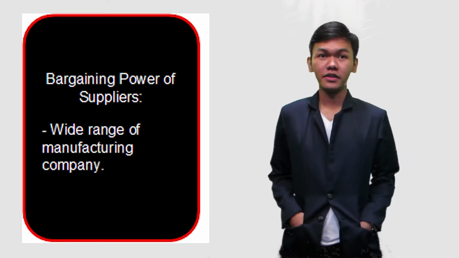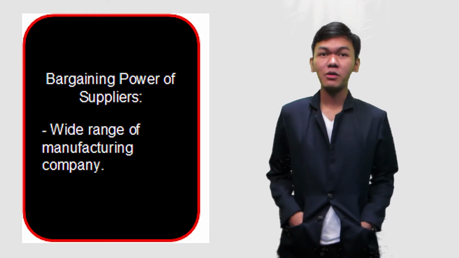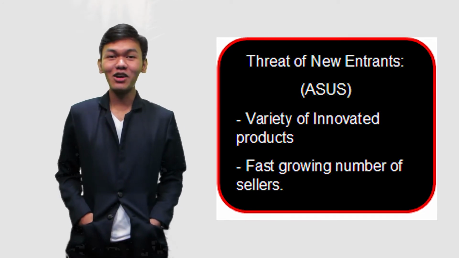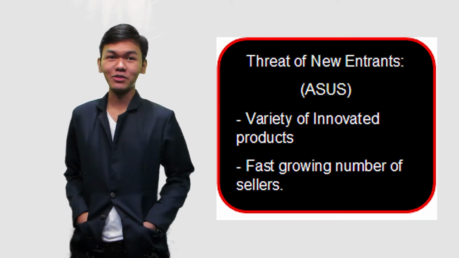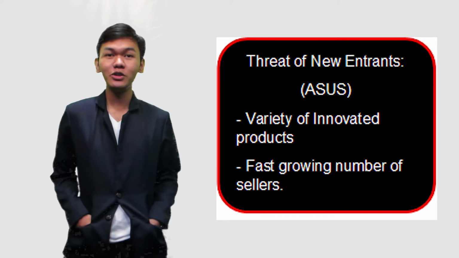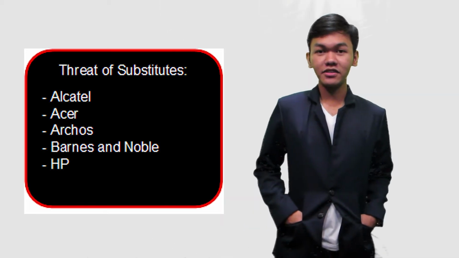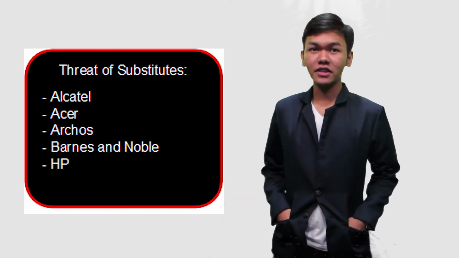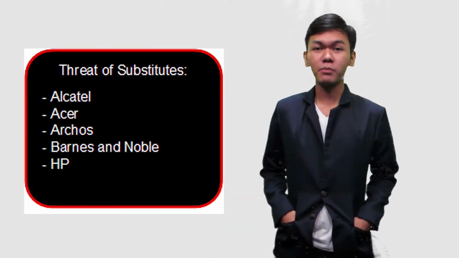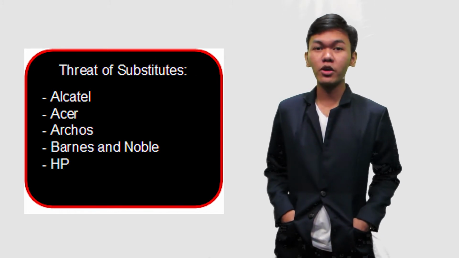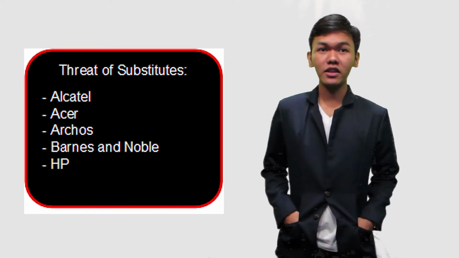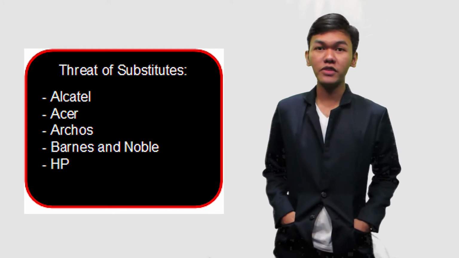Bargaining power of supplier. Lenovo has no threat from suppliers because there is a wide range of manufacturers that Lenovo can get as supplier. Threat of new entrant. Lenovo is currently facing the threat of new entry with Asus because Asus is producing newly innovated products and their sales are increasing. Next is the threat of substitution. The tablets are facing the threat of substitution with smartphones because smartphones are more convenient, but what's good about the Lenovo Yoga Tab is that they have unique features that smartphones don't have.